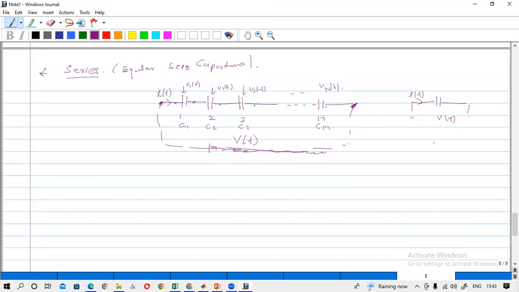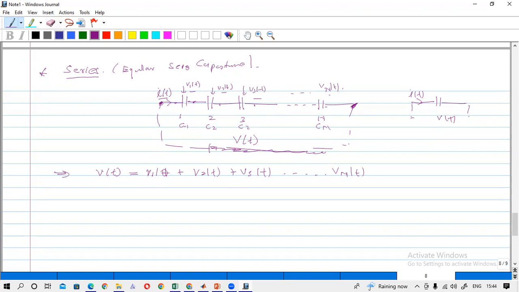Now if I write the current, you can see that the current is same, and there are different voltages. So we can write the total voltage V across the capacitor bank of all these capacitors as equal to V1t plus V2t plus V3t up to Vnt. This is okay, no? So the voltage can be considered like this: V1t, V2t, V3t like this.